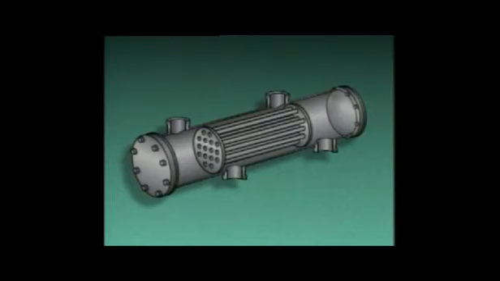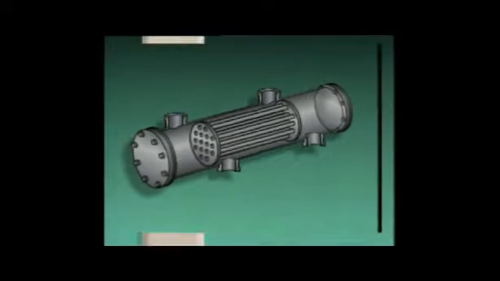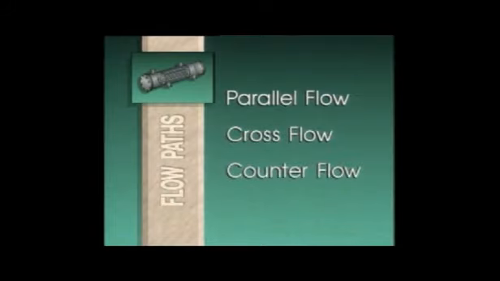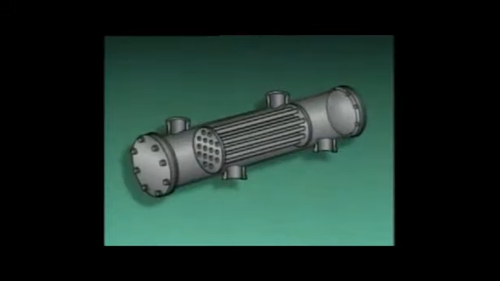Besides the number of passes, the flow paths inside a heat exchanger can also be used to categorize types of heat exchangers. There are three general categories for the flow path through a heat exchanger: parallel flow, cross flow, and counterflow. In a parallel flow heat exchanger, the shell side fluid and the tube side fluid move in the same direction. In this heat exchanger, the tube side fluid passes through the tubes in this direction, and the shell side fluid passes around the tubes in the same direction.